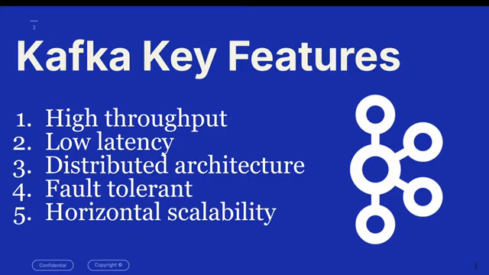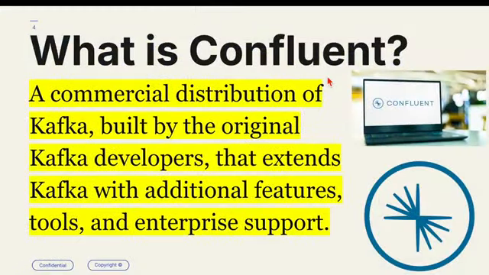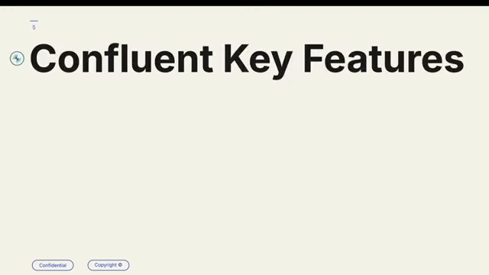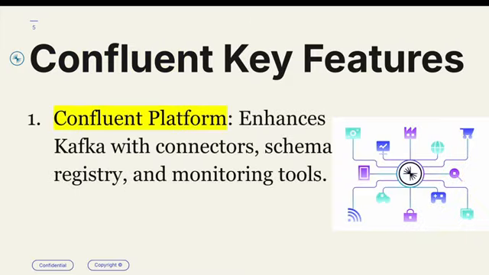Okay, and what is Confluent here? If you are speaking about Confluent, it is a commercial distribution of Kafka. This is also built by the original Kafka developers. It is an extension of Kafka with some additional features and tools, and it also has enterprise support. And if you are speaking about Confluent's key features, the first one is the Confluent Platform. This enhances Kafka with connectors, schema registry, and monitoring tools.